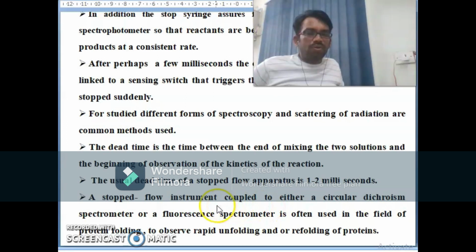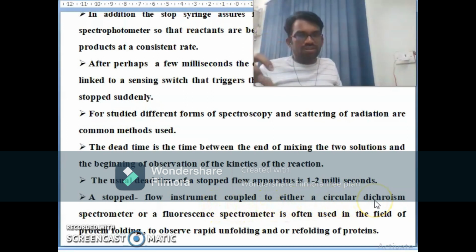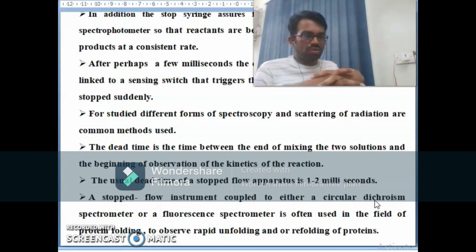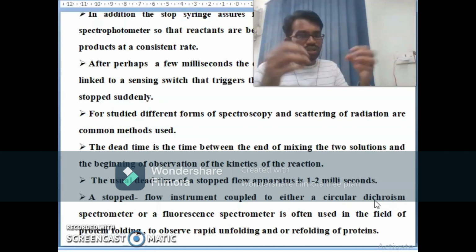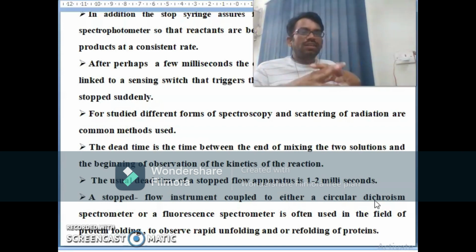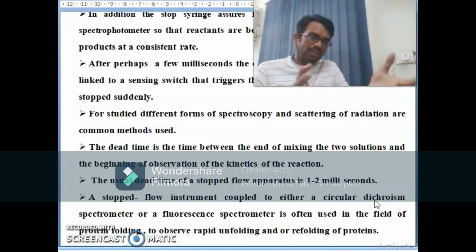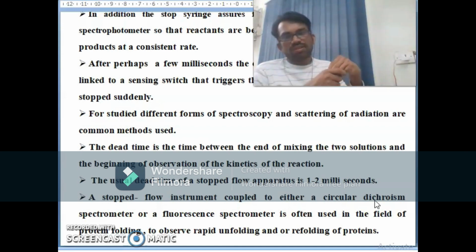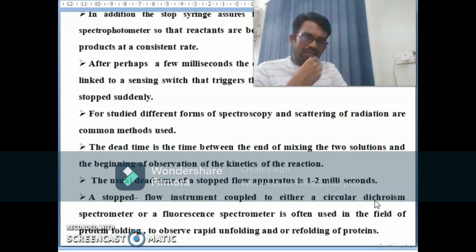You can see the stopped-flow instrument coupled to either circular dichroism spectroscopy or fluorescence spectroscopy. A stopped-flow instrument coupled with CD spectroscopy or fluorescence spectroscopy is often used in the field of protein folding and for observing the rapid unfolding or refolding of proteins. From stopped-flow techniques, you can find out how protein folding, unfolding or refolding happens, and how the protein structure and conformation change depending on time.